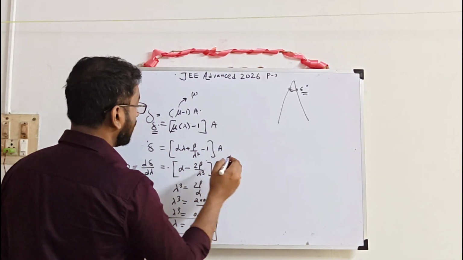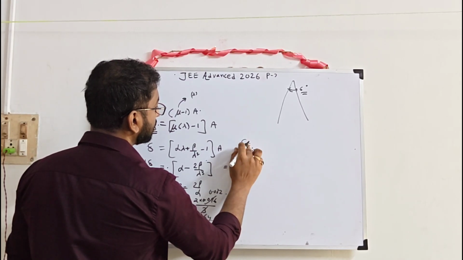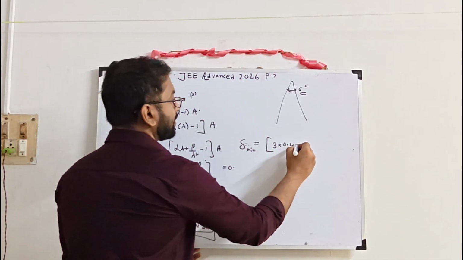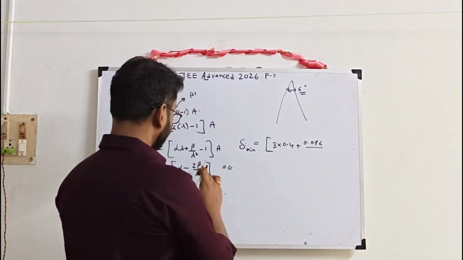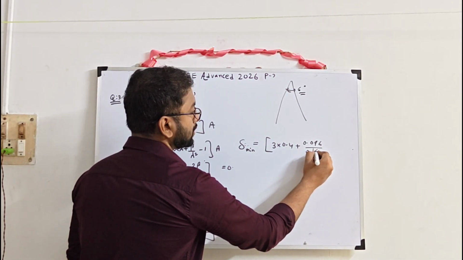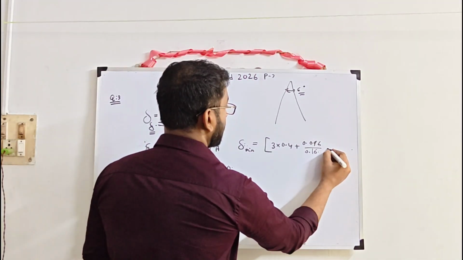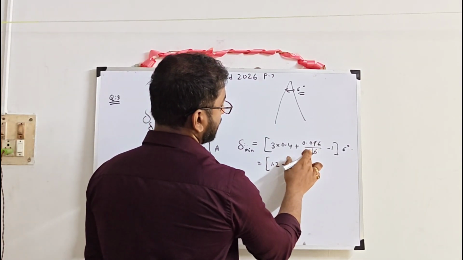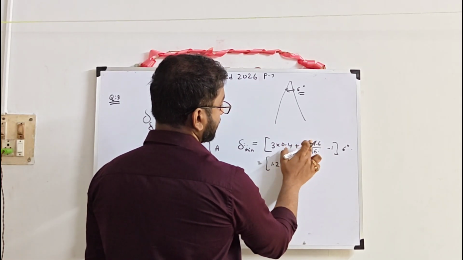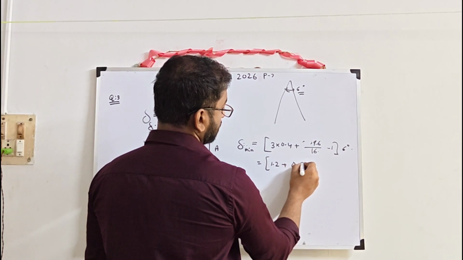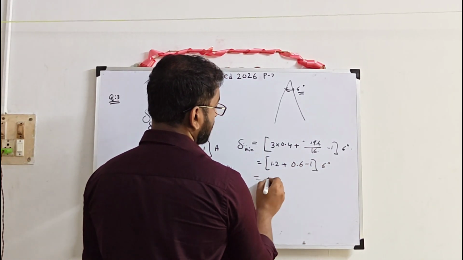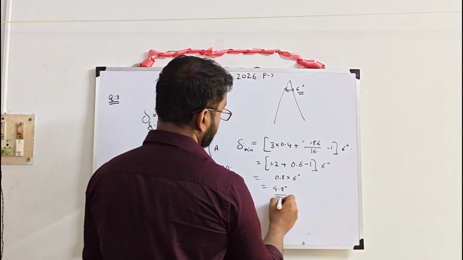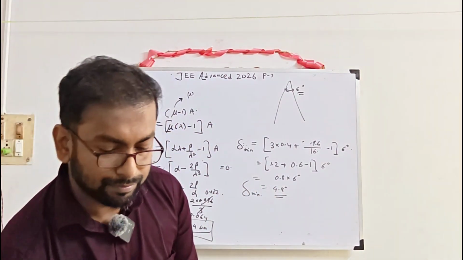Now it is simple, we'll just put the value of lambda here. So the minimum deviation is going to be: alpha value is 3 multiplied with 0.4, plus beta value 0.096 by this square, which is 0.16, minus 1, multiplied with 6 degree. So the first term is becoming 1.2, the second term is becoming 0.6, so 1.8 minus 1, that is 0.8, multiplied with 6 degree, that is 4.8 degree, is going to be your minimum deviation for the prism.